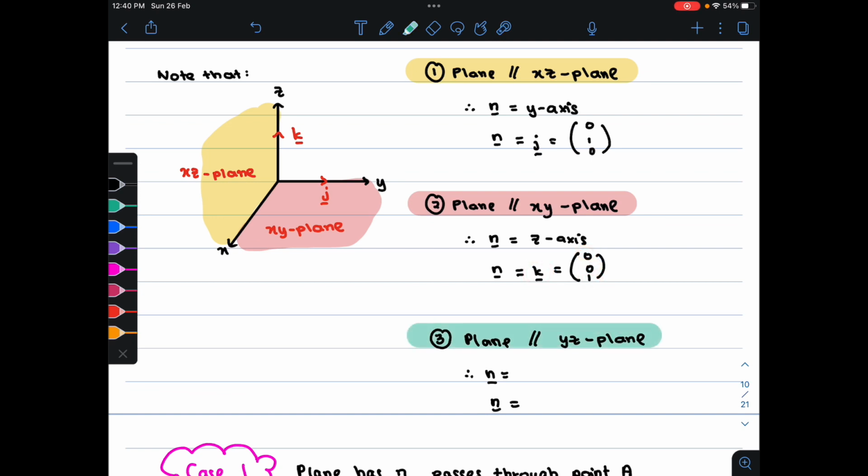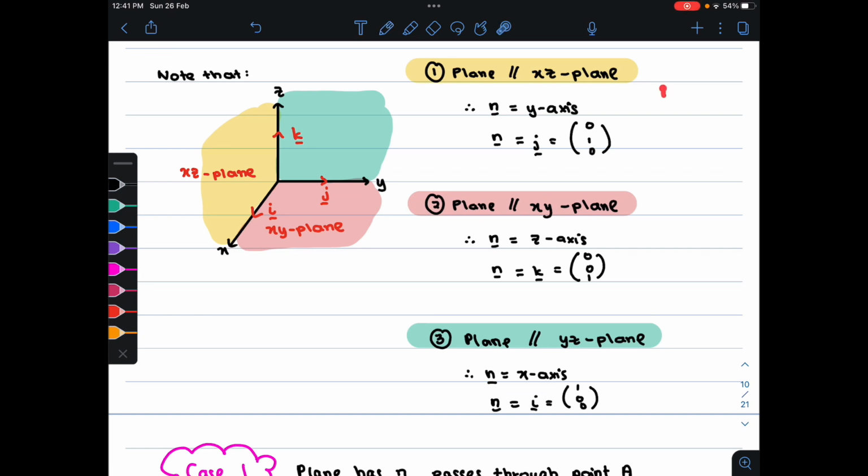Lastly, say that your plane is parallel to the yz plane, which is here. Therefore, the normal vector of the plane will be the same as the normal vector for the yz plane, which is actually along the x-axis. And we know that along the x-axis, the unit vector is i. And hence, the vector is 1, 0, 0.